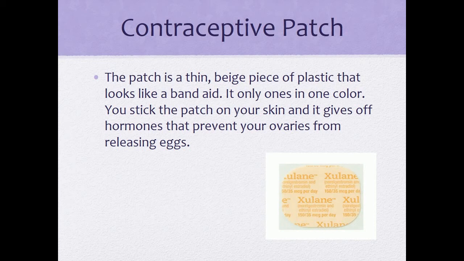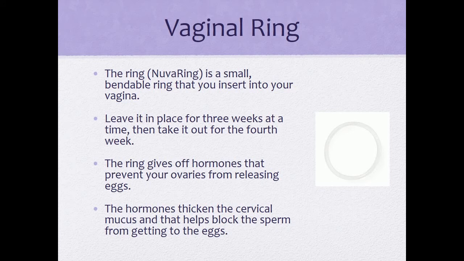Contraceptive patch. The patch is a thin, beige piece of plastic that looks like a band-aid. It only comes in one color. You stick the patch on your skin and it gives off hormones that prevent your ovaries from releasing eggs. Vaginal ring. The ring is a small, bendable ring that you insert into your vagina. Leave it in place for 3 weeks at a time, then take it out for the 4th week. The ring gives off hormones that prevent your ovaries from releasing eggs. The hormones thicken the cervical mucus and that helps block the sperm from getting to the eggs.